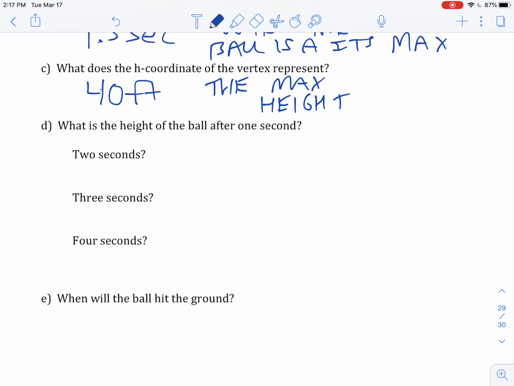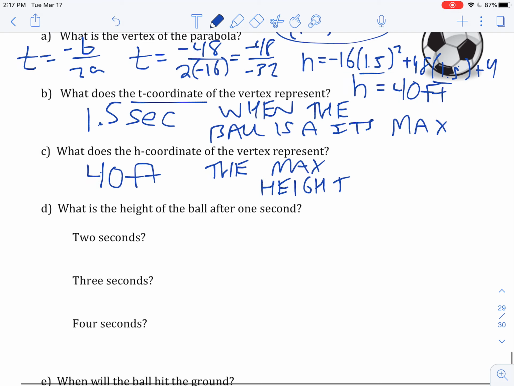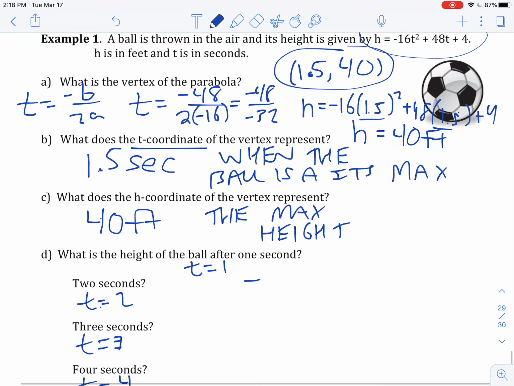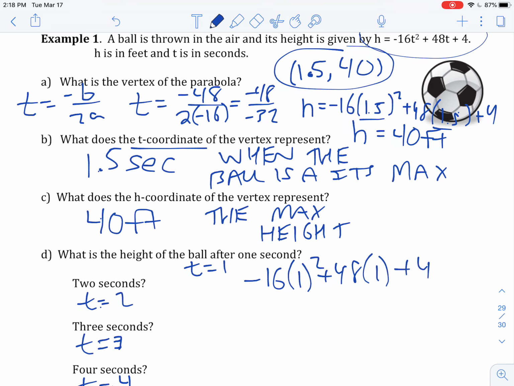D asks, what's the height of the ball after 1 second, 2 seconds, 3 seconds, 4 seconds? And all of these, you're just letting t equal these numbers. So t equals 1, t equals 2, t equals 3, and t equals 4. So just like I plugged in my 1.5, I'm going to plug in these numbers. So I'm going to do the first one here and write it out. And the other ones I would just suggest using your calculator. So even though I wrote this out, I would probably just be typing this into my calculator.